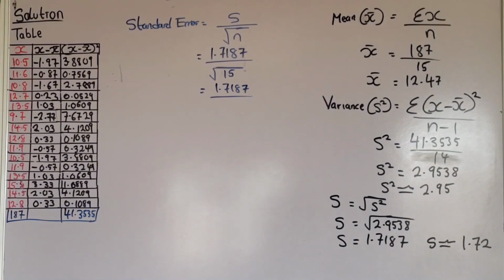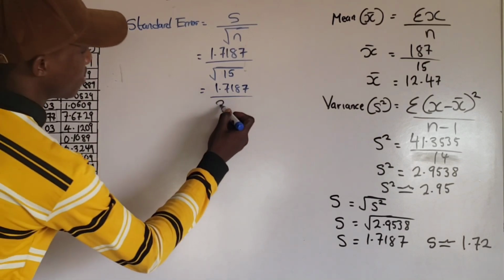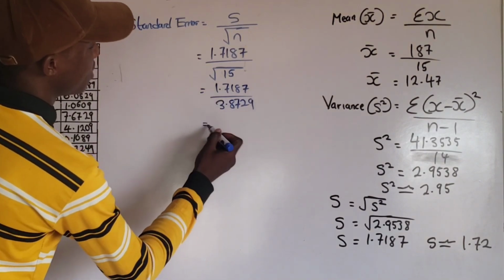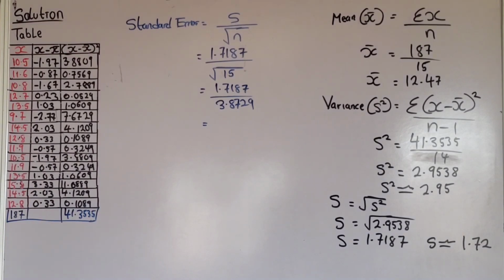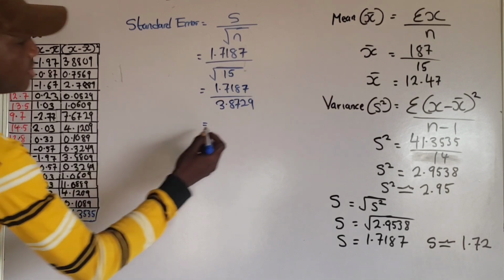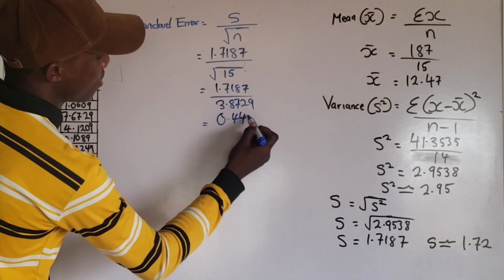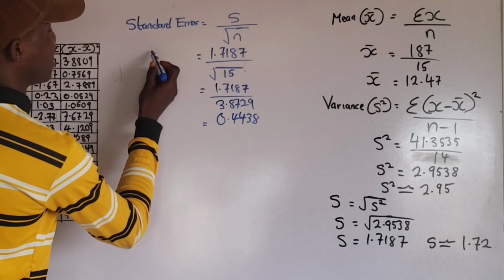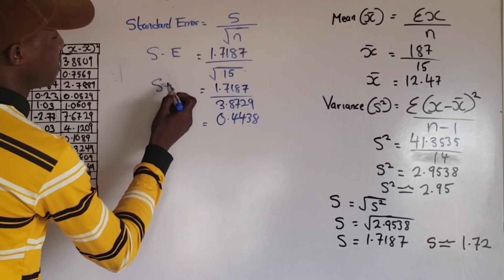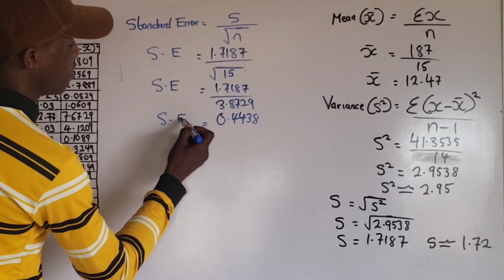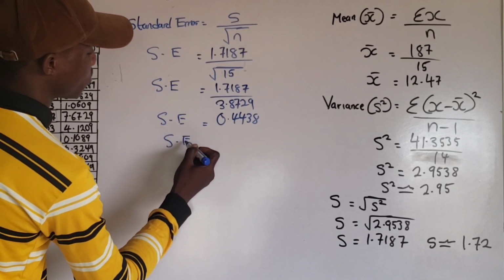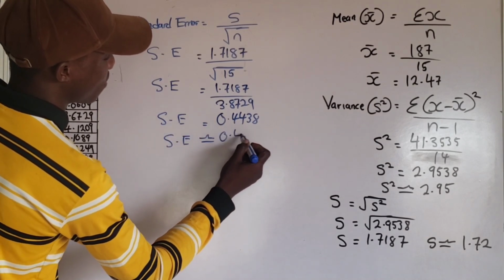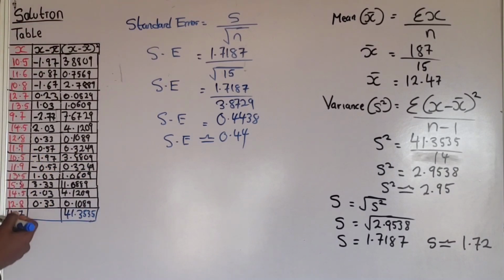The square root of 15 is 3.8729. So now 1.7187 divided by 3.8729 is 0.4438. So we can approximate the standard error to 2 decimal places. I'm going to have 0.44. Okay, now we are done with the standard error.